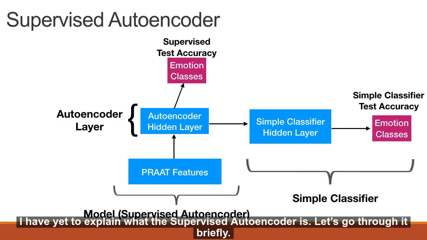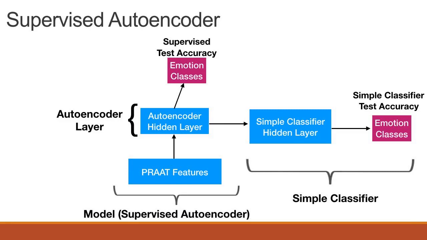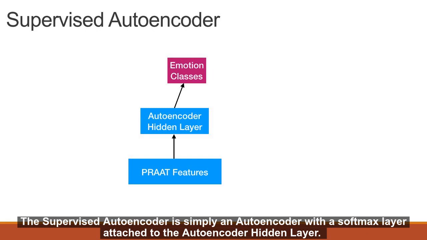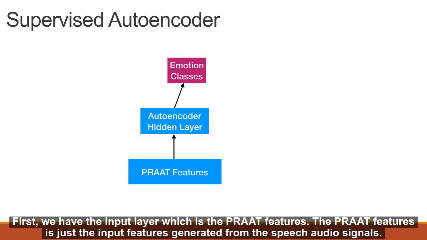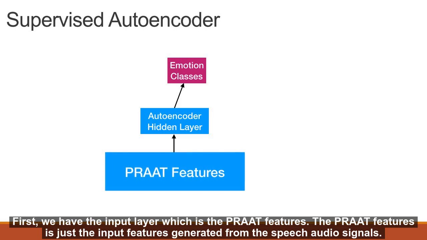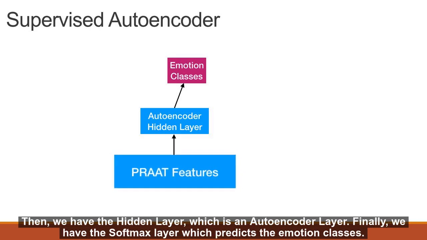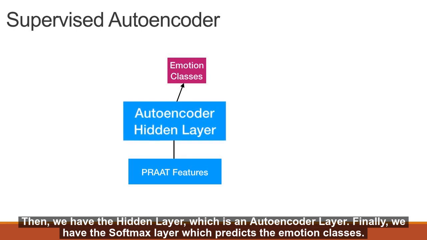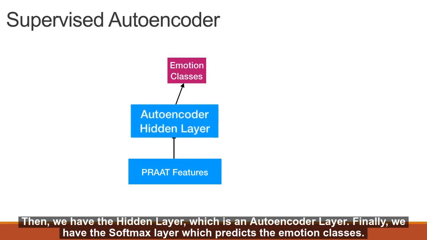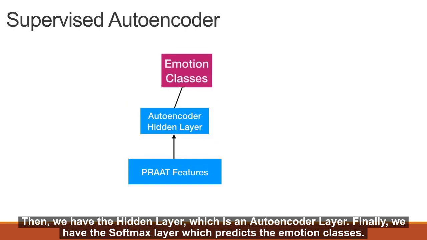I have yet to explain what the Supervised autoencoder is. Let's go through it briefly. The Supervised autoencoder is simply an autoencoder with a softmax layer attached to the autoencoder hidden layer. First, we have the input layer, which is the BREATH features. The BREATH features are just the input features generated from the speech audio signals. Then, we have the hidden layer, which is an autoencoder layer. Finally, we have the softmax layer, which predicts the emotion classes.